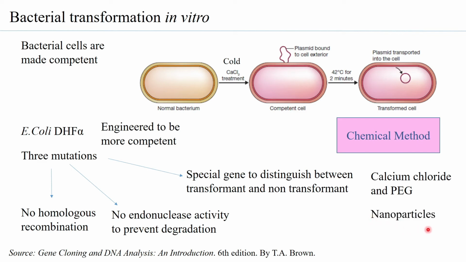What is also used is nanoparticles. Like, for example, silver nanoparticle, copper nanoparticle, these are also used. Because they are very small in size, if they are bound to the bacteria and bound to the vector DNA, then along with the nanoparticle, you can have the vector DNA also entering the cell. So therefore, this method of transformation is the most commonly used chemical method in vitro.